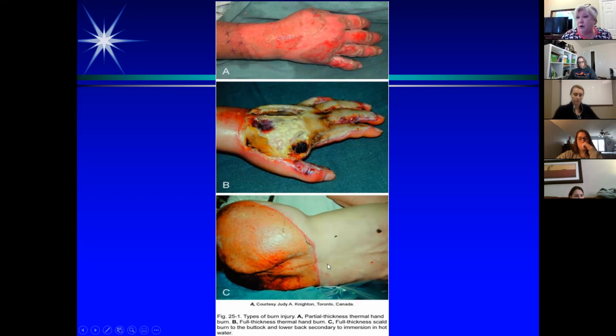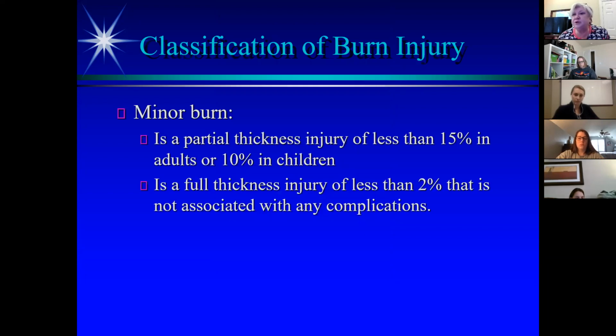So depth is part of it. The other one is how much tissue is involved. Not just how deep, but how much. And it makes sense that the more tissue involved, the more serious the burn is. I don't expect you to remember the percentages on this really, but it just makes sense that the more tissue involved, the more serious the burn is.